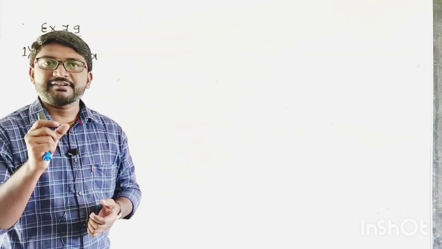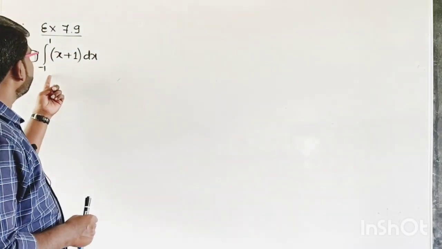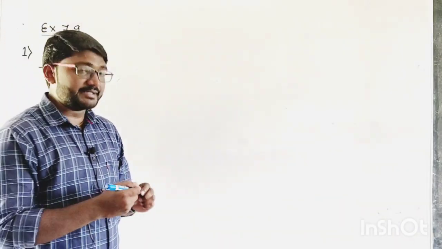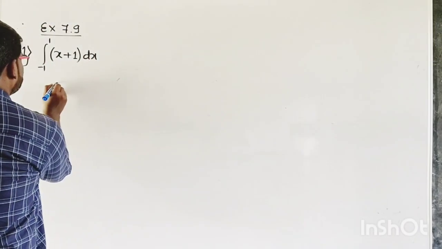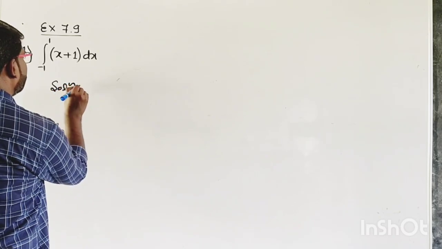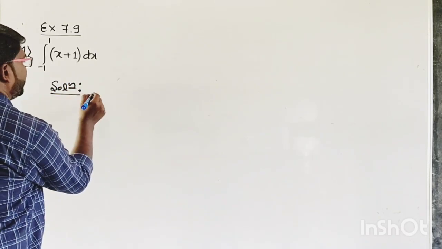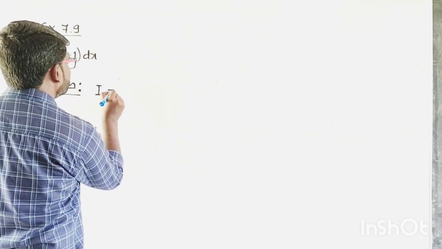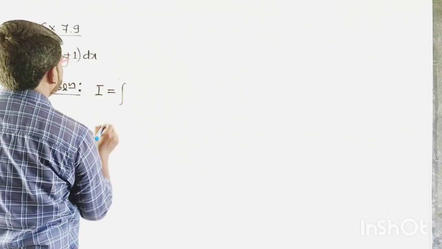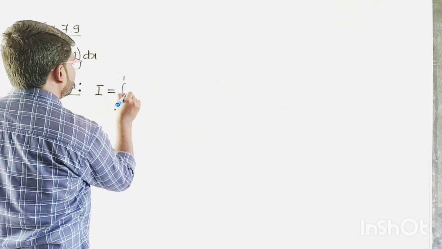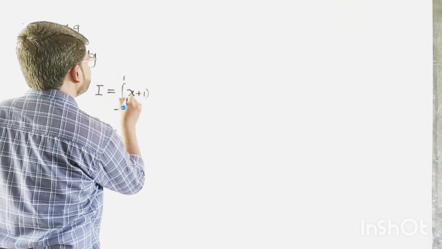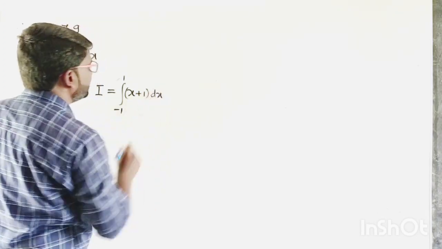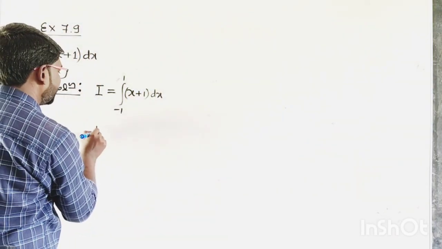In that the first main question, it is integral -1 to +1 of (x plus 1) dx. So let us solve the given integral. Solution. So take this as I, which is equals to integral -1 to 1 of (x plus 1) dx. So integrate them separately now.